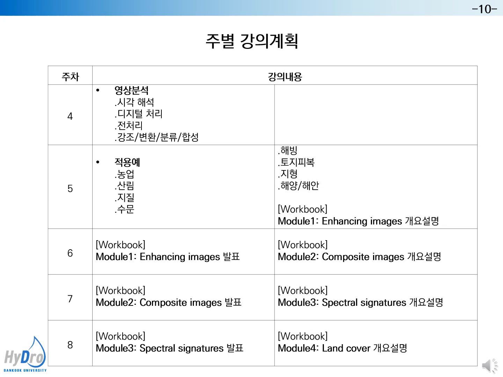In the seventh week, we will present the practical content of Module 2, composite images, and provide an overview of Module 3, spectral signatures. You will learn how to identify specific materials or objects through spectral signature analysis, and how to apply these methods to real-world cases. In the eighth week, we will present the results of Module 3, spectral signatures, and provide an overview of Module 4, land cover. Through this, you will learn how to classify various terrains and land cover conditions.